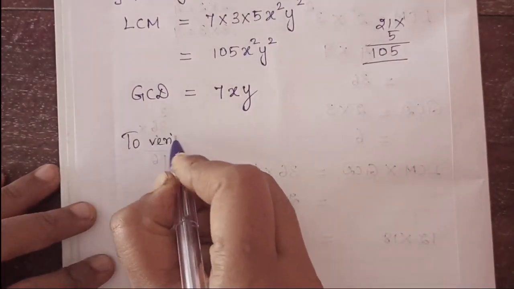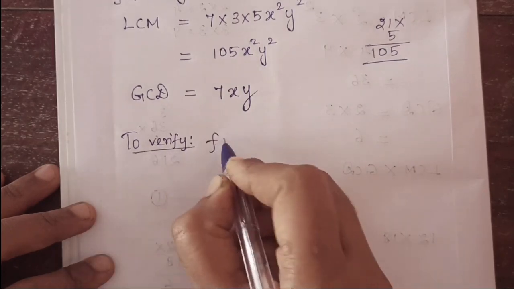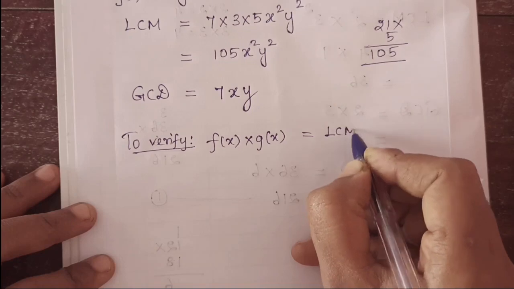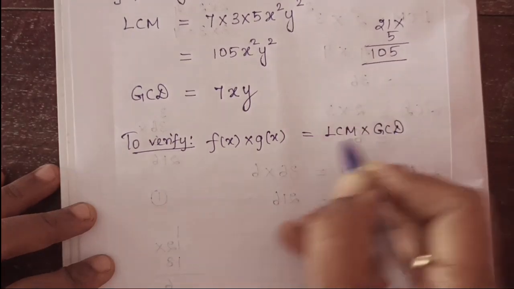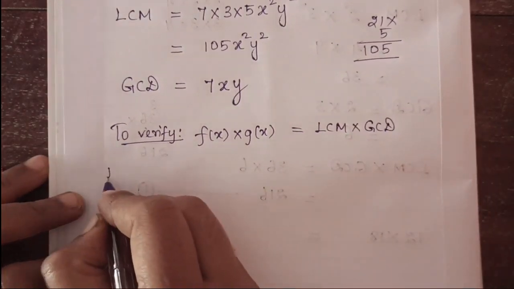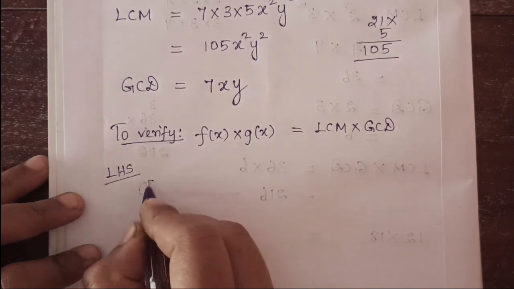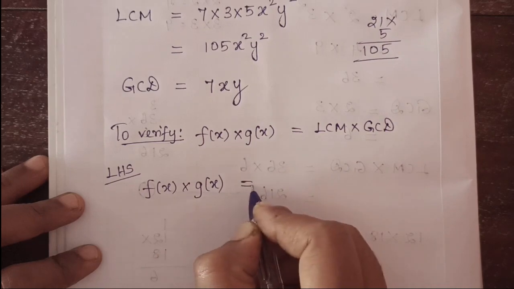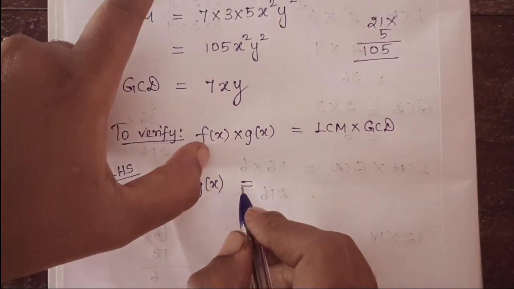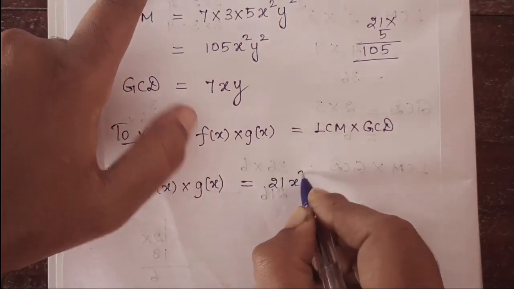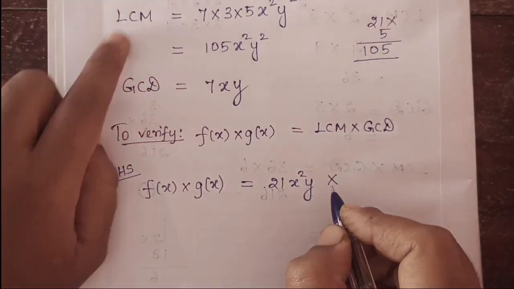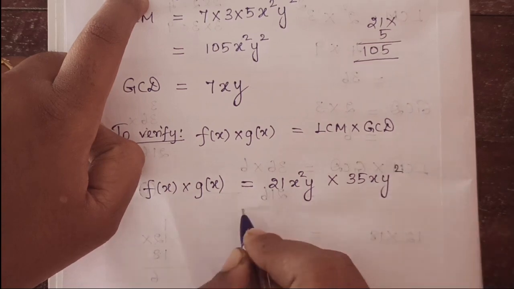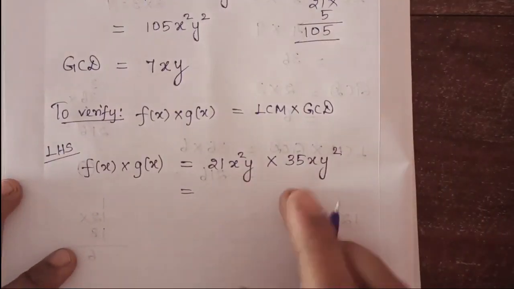To verify f of x into g of x equal to LCM into GCD. Let us take the left hand side first. So left hand side, what is that? f of x into g of x, which is equal to f of x, what is the value? 21 x square y into g of x, what is the value? 35 x y square, which is equal to 21 times 35.